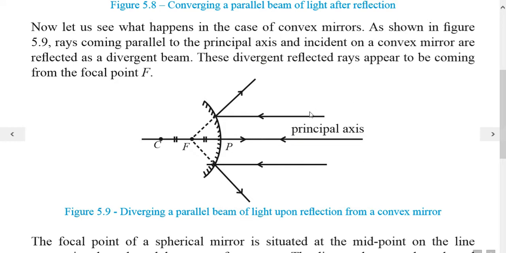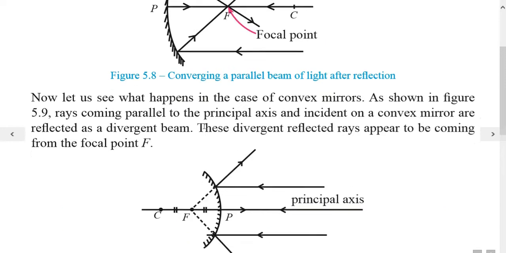Then these rays come in as a divergent light beam. Divergent means light rays travel away from a certain point. Light rays travel away from a certain point. Therefore, this is a kind of divergent parallel beam.